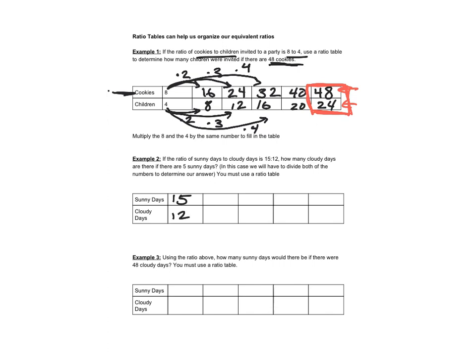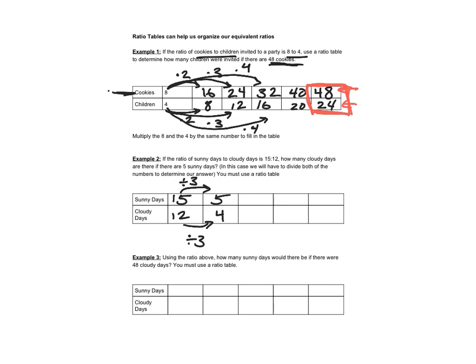Since we need to get from 15 down to 5, instead of multiplying, we're going to divide down. So I'm going to go from 15, and I want to get to 5. How did I get from 15 to 5? I divided 15 by 3. So if I divided 15 by 3, I need to divide 12 by 3. 12 divided by 3 is 4.